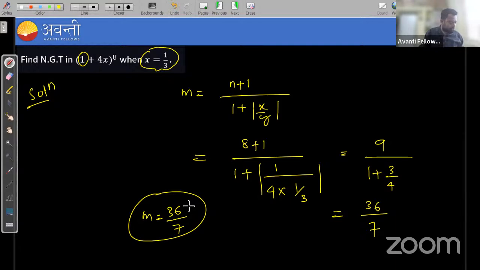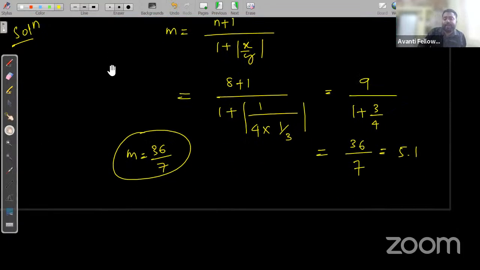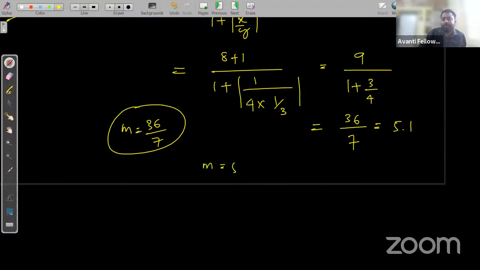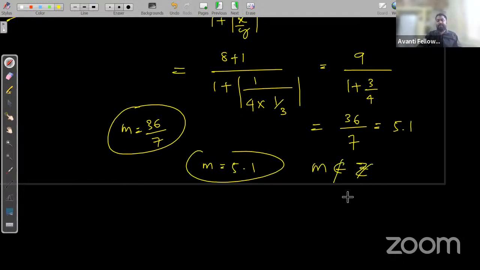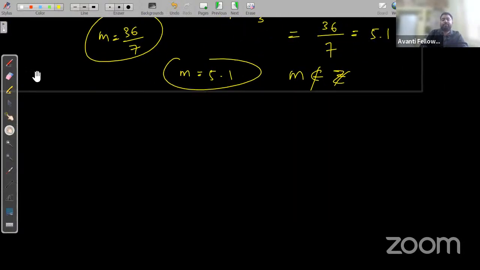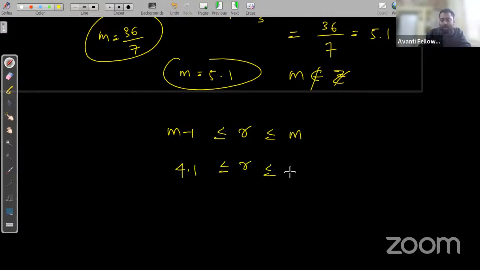Simple enough. If we are getting 36 upon 7, this will be 5.1 something. So here we are getting m equal to 5 point something, that is, m does not belong to the set of integers. If it is not an integer, r will be lying between m minus 1 and m. So in this case, 5.1 minus 1 is 4.1, and 5.1. So r here we are getting is 5.